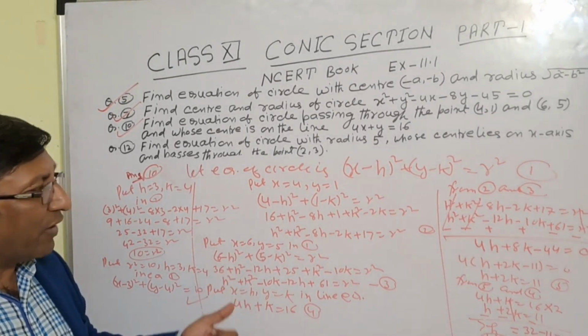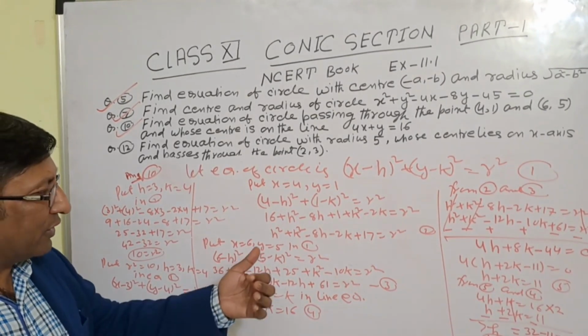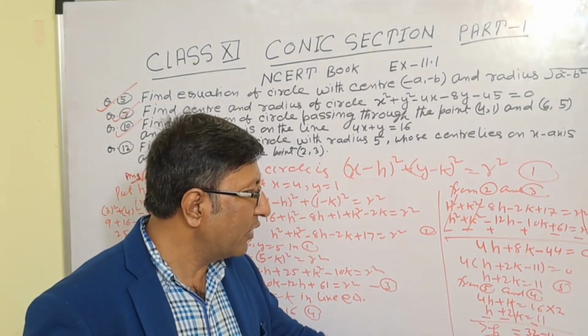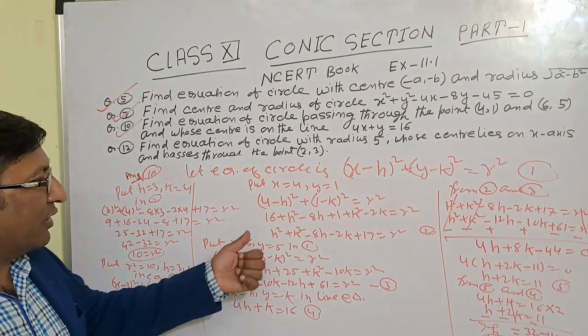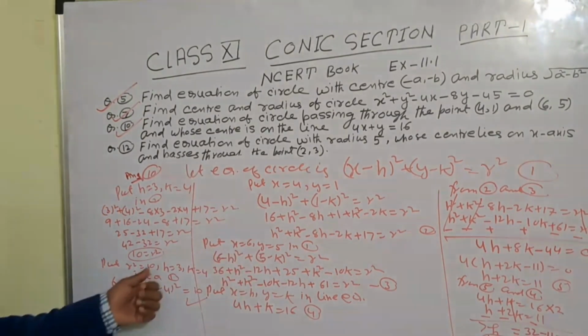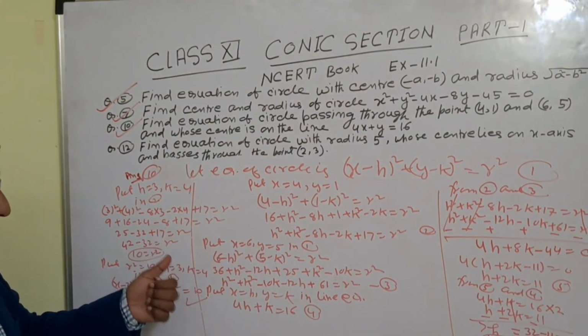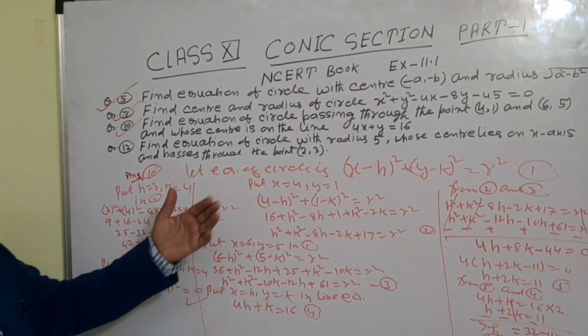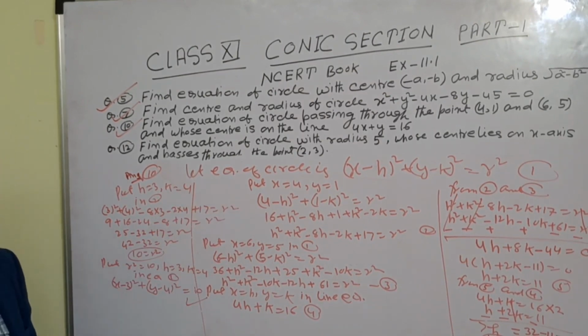Now we can find h, k and r. From the second and third equations, you will find h and k. Now put the values of h and k in equation number 2, you will get r square. Now we have the h value, k value and r square value. Put these in equation number first, you will get your required answer.